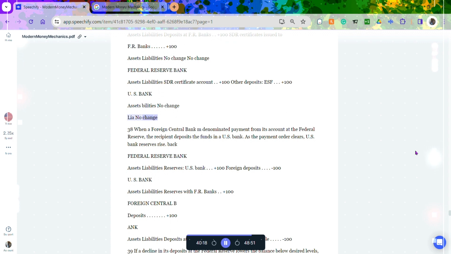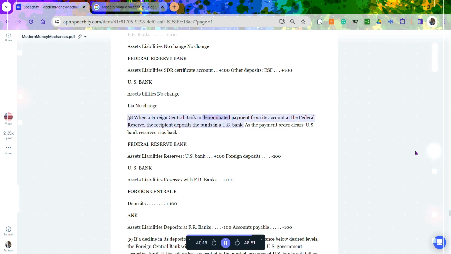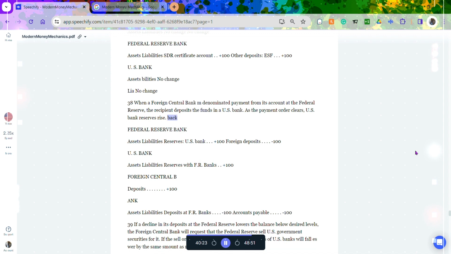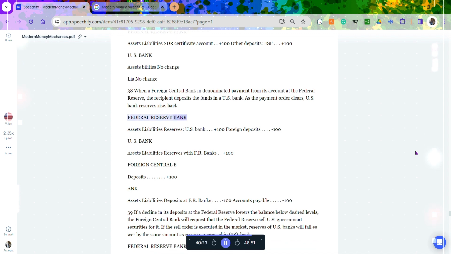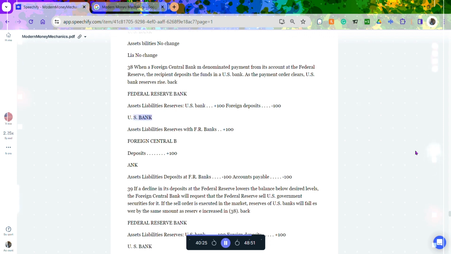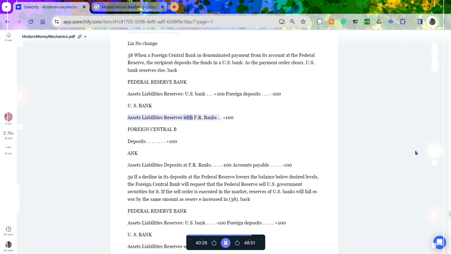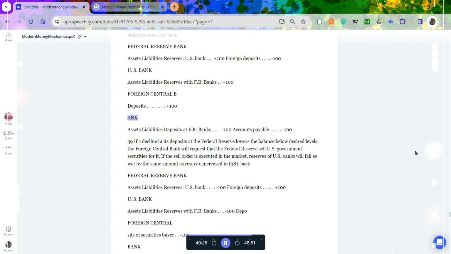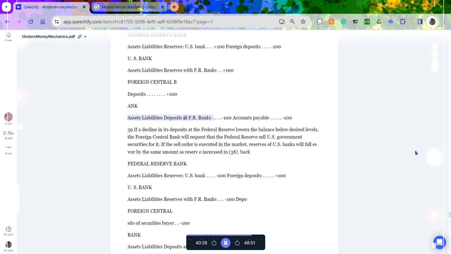38. When a foreign central bank makes a dollar-denominated payment from its account at the Federal Reserve, the recipient deposits the funds in a U.S. bank. As the payment order clears, U.S. bank reserves rise. Federal Reserve Bank: reserves, U.S. bank, plus 100; foreign deposits, minus 100. U.S. bank: reserves with FR banks, plus 100; foreign central bank deposits, plus 100. Foreign central bank: deposits at FR banks, minus 100; accounts payable, minus 100.